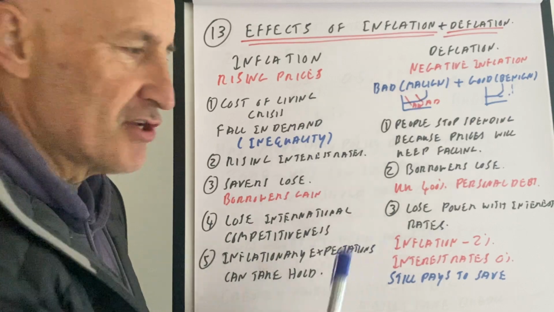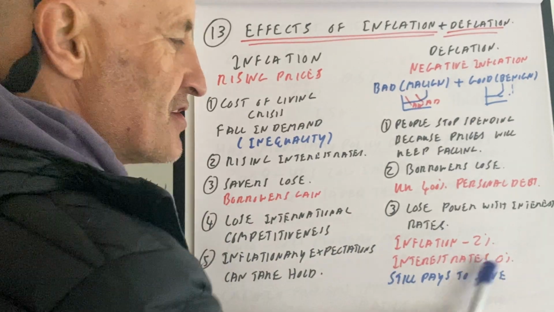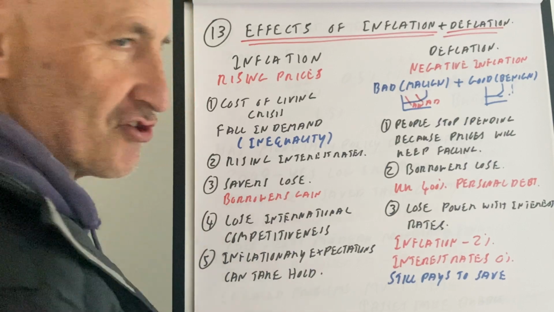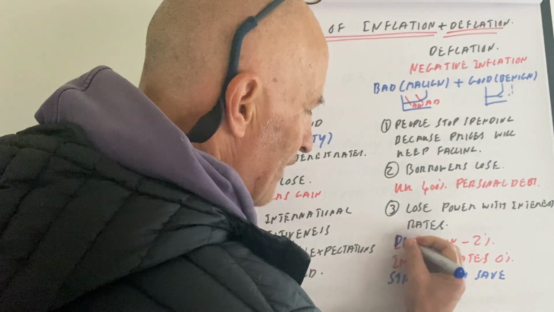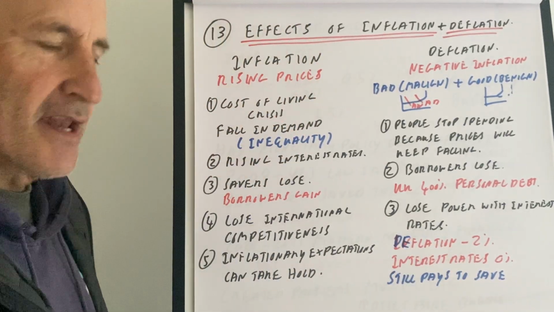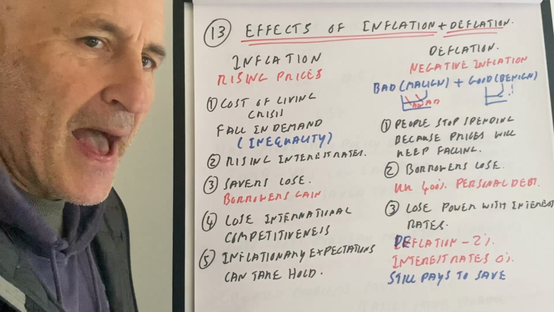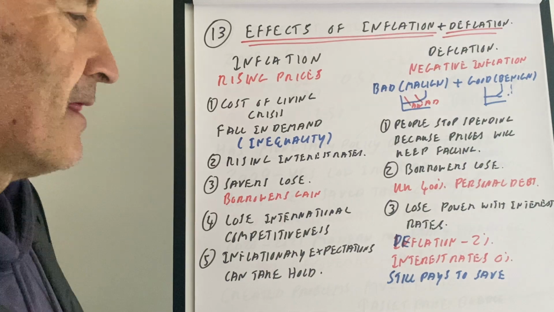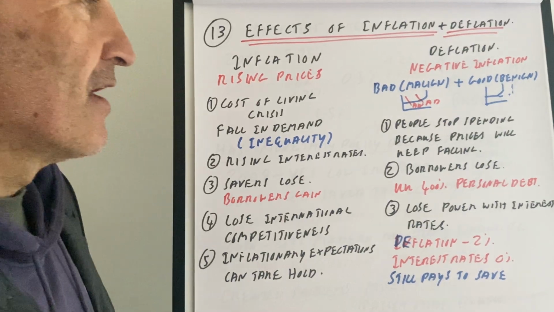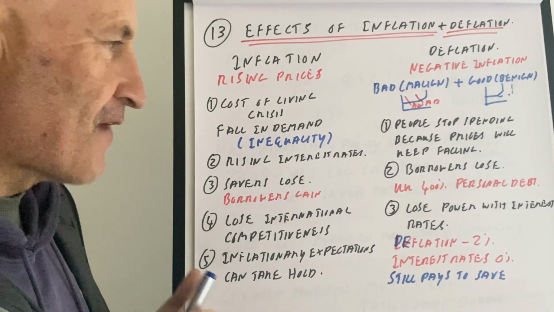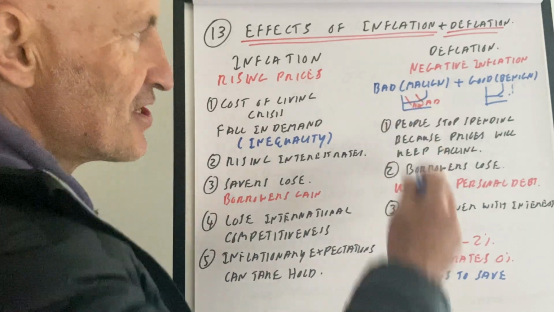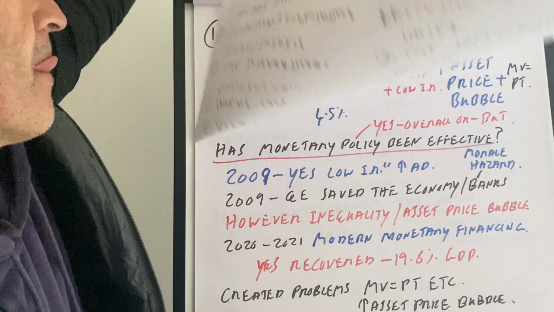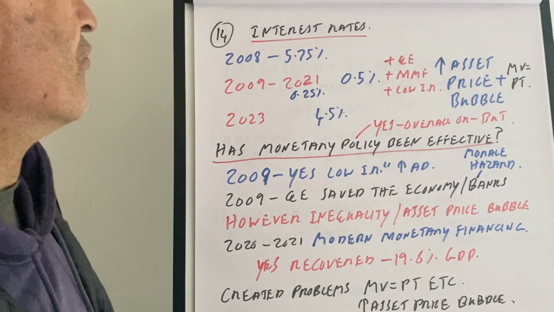We lose power over interest rates because even if interest rates are 0%, if there's deflation of -2%, that means if you put your money in the bank, it becomes worth more, even though you're not getting any interest on that money. So it still pays to save. So all of these factors stop spending. So this is not good. Deflation is also very dangerous.